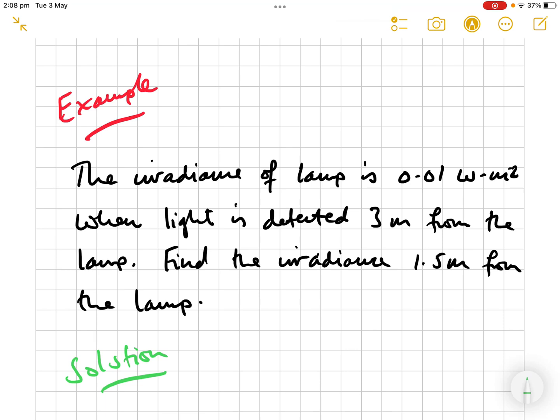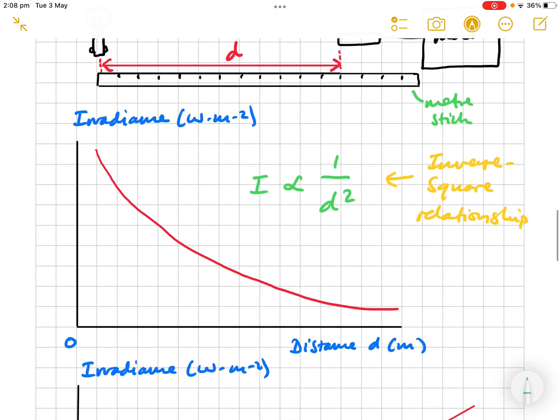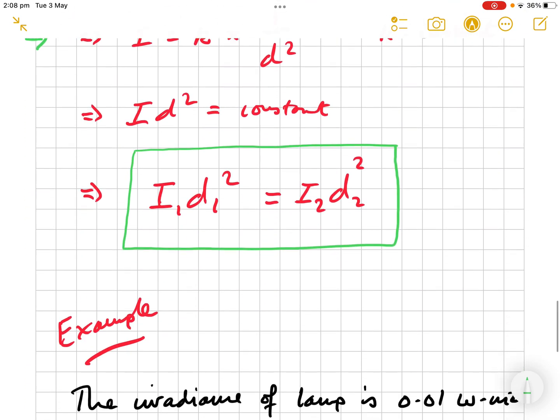So we're 3 meters away to begin with, and the irradiance is 0.01, and we're moving closer in. We're only 1.5 away, that's half the distance. The question is, what's the new irradiance? Well, you should expect the irradiance to be greater closer in, because if you go back to your graph, you can see the smaller the distance, the bigger the irradiance.